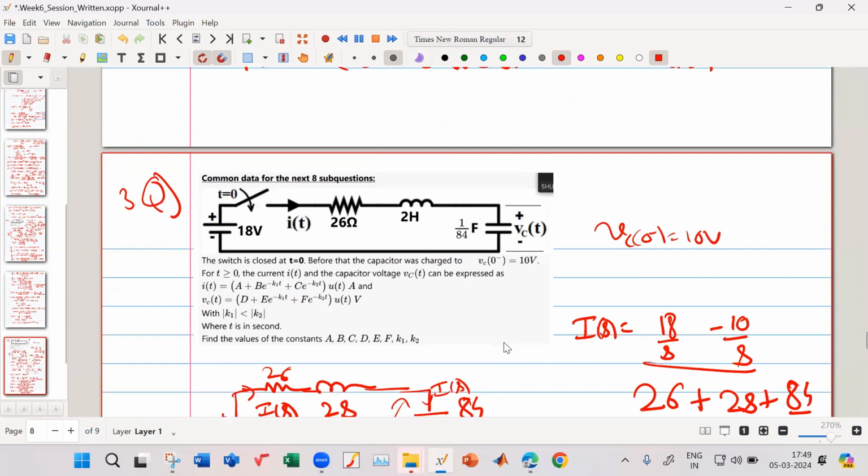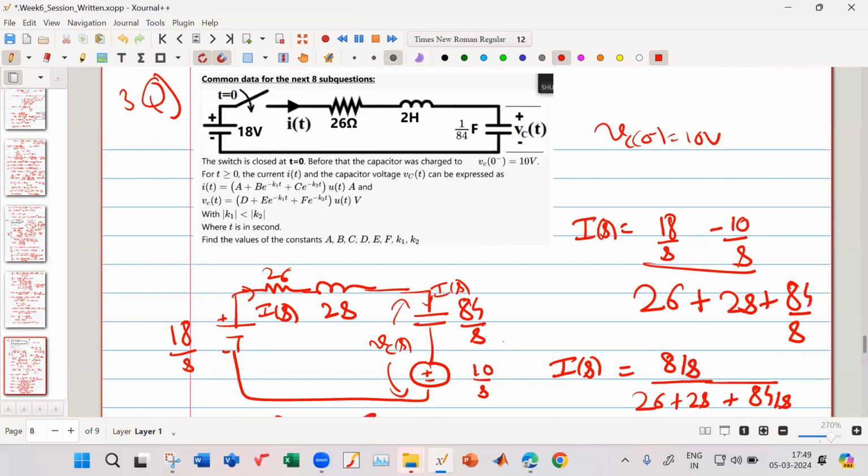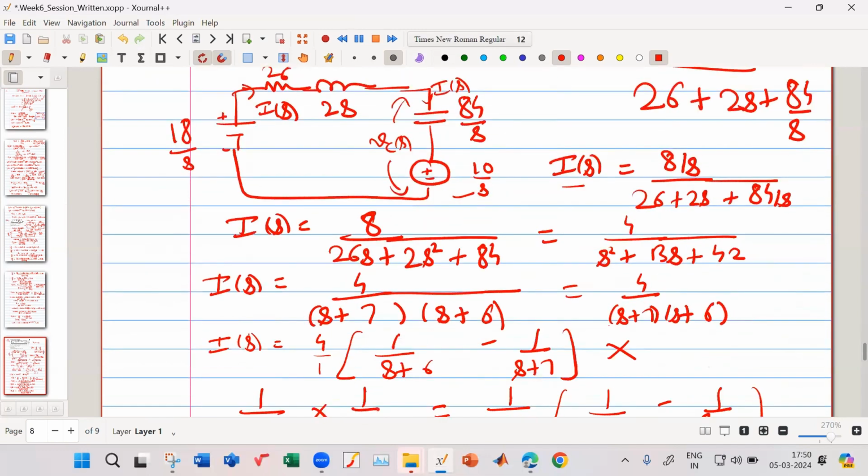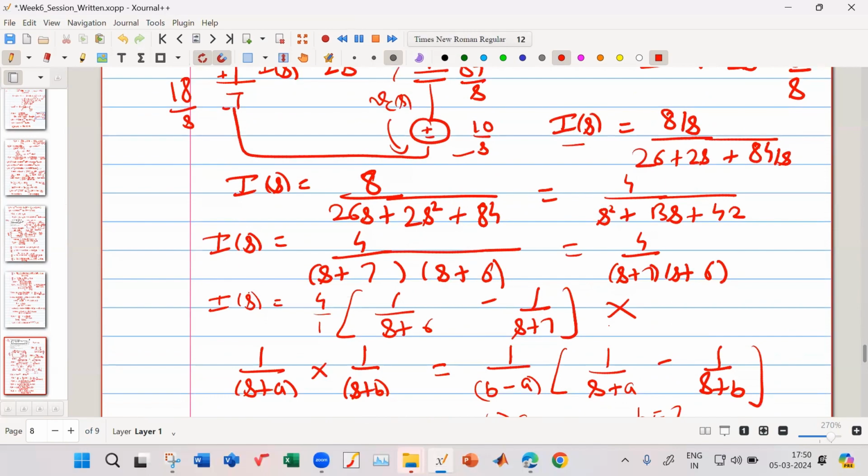Then in the last question, this is the RLC. The capacitor had some initial voltage, so I had to consider that over here. And then inductor 2H becomes 2S, capacitor 1 by 84 becomes 84 by S. Then I found out the current. In this case, if you see, over here also, this is a second order equation. But the roots of this are not complex conjugates.